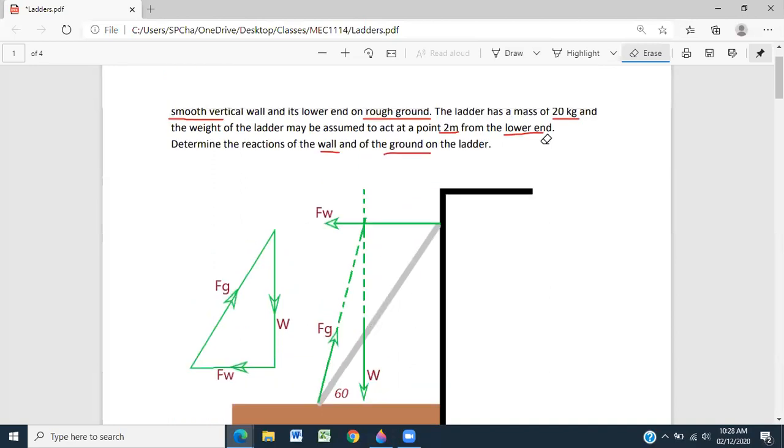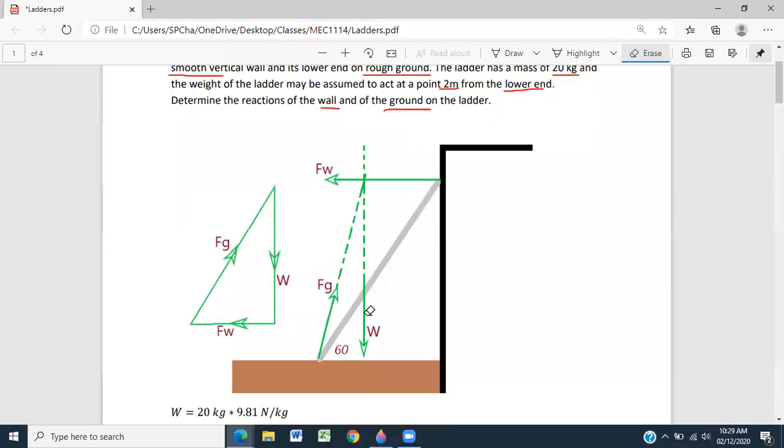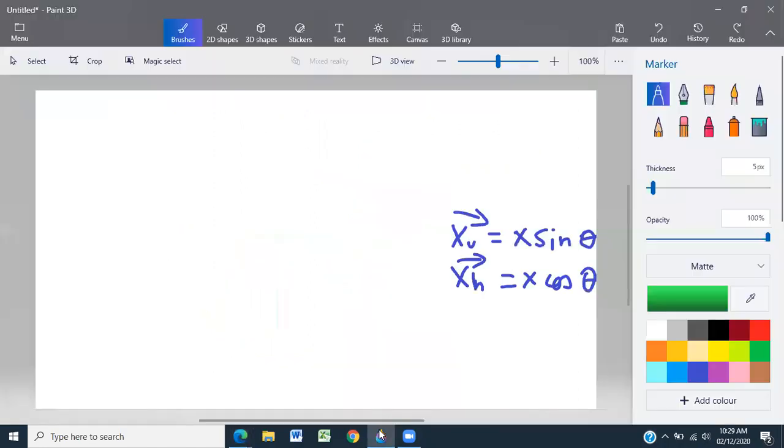So now they say it's upper end against a smooth vertical wall and lower end on rough ground. We know weight acts vertically downward, and we know that it's acting at the point 2 meters from the lower end. We don't know where Fw is going, and we don't know where Fg is going, but we know that the system is in equilibrium. So however we put them in, it should form a triangle. So let's start here, on a smooth vertical wall.